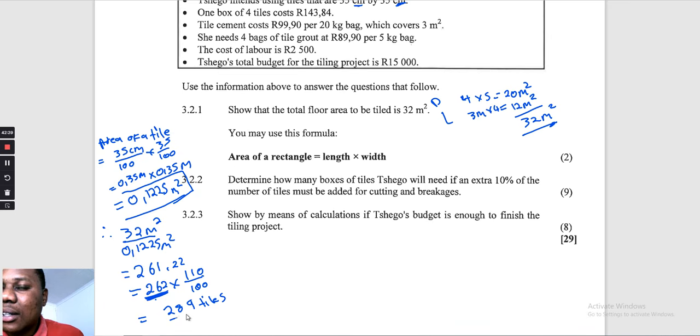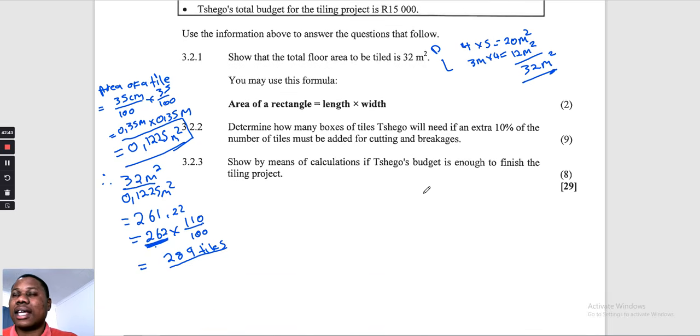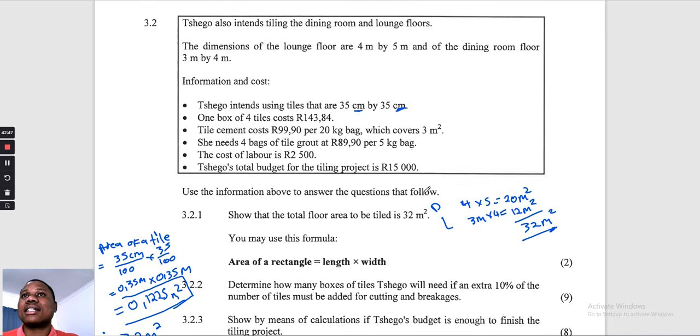Okay, so this gives us 289 tiles, and then they are talking about the boxes, isn't it? They say determine how many boxes of tiles. Remember, one box is going to have 4 tiles.